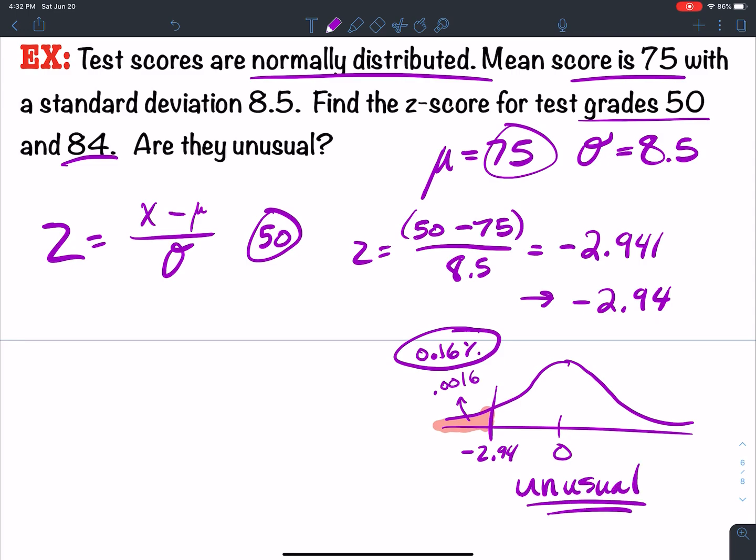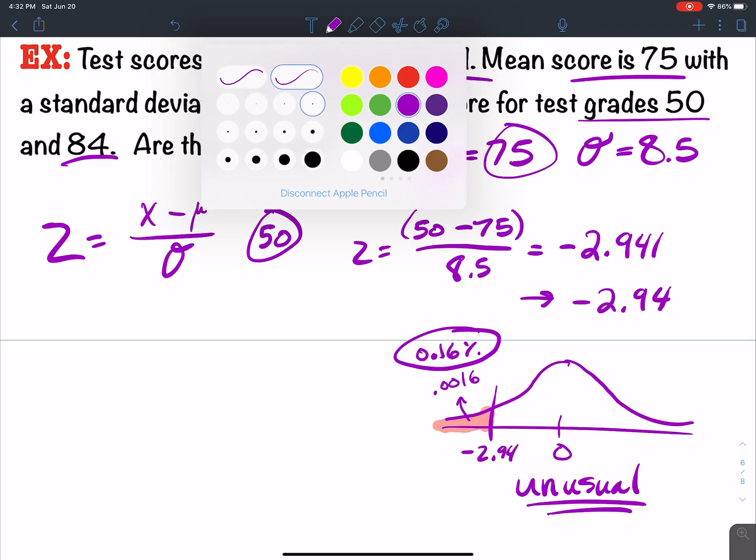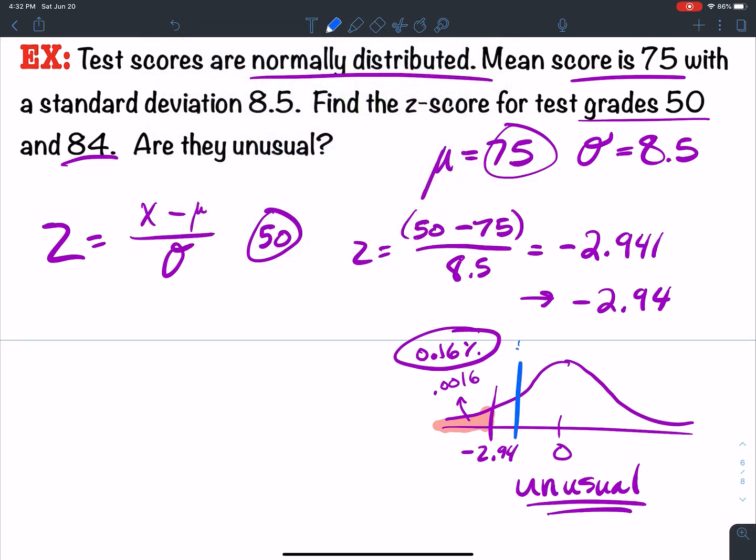Anything that's 2 or more standard deviations out is unusual. You think about 2 or more standard deviations, that's negative 2, that's positive 2. So anything in this range would be normal. And then anything outside that range would be unusual. Okay? All right, so this is greater than 2 standard deviations away from the mean. That's an unusual test score.